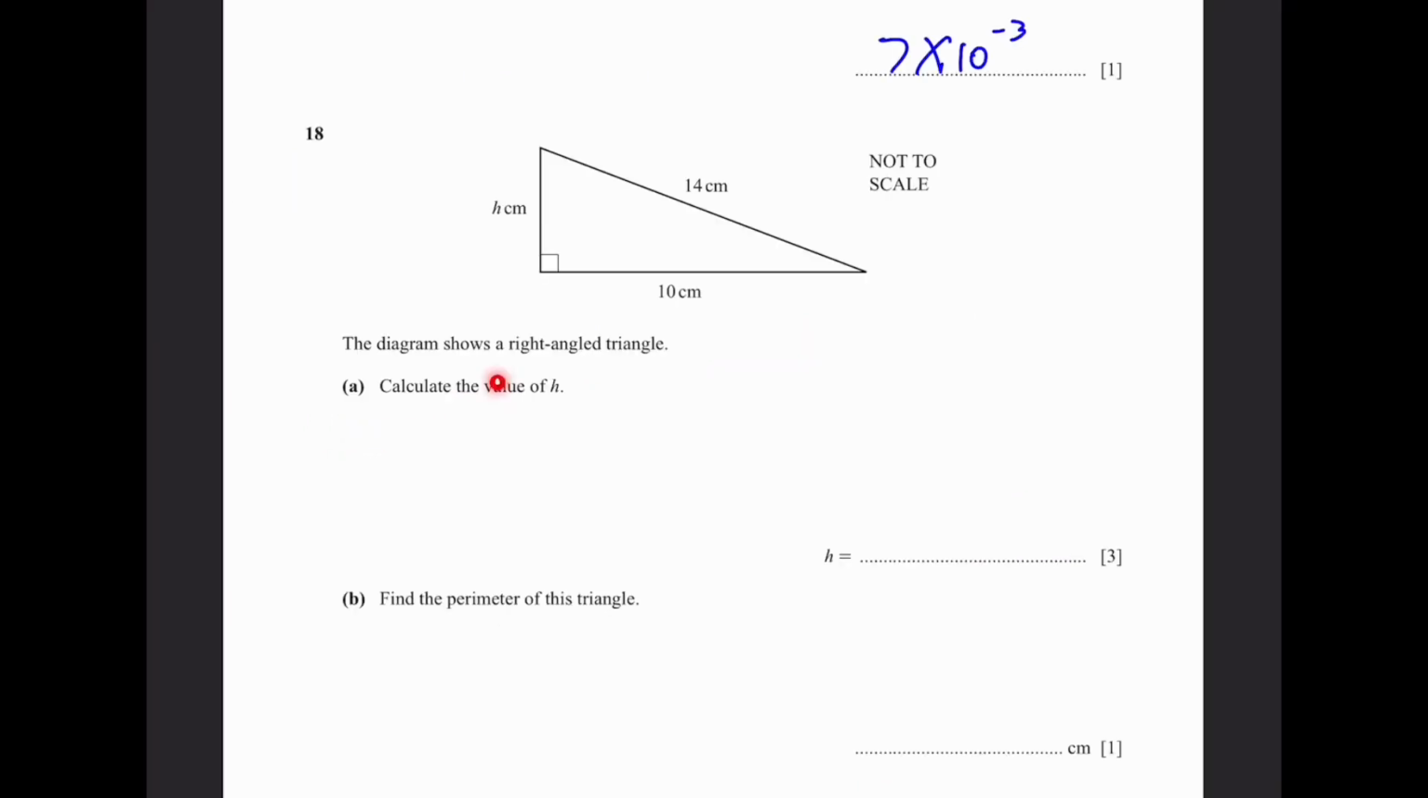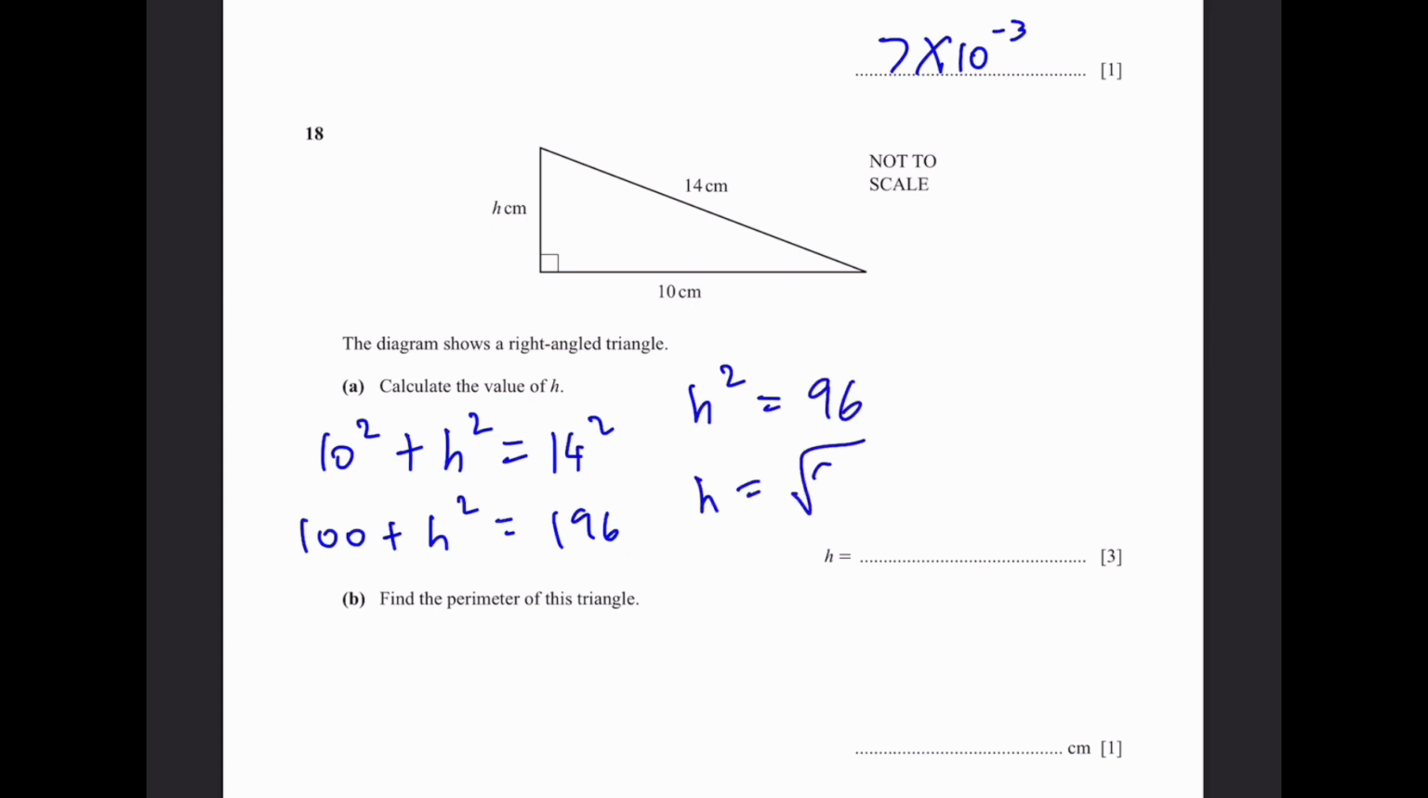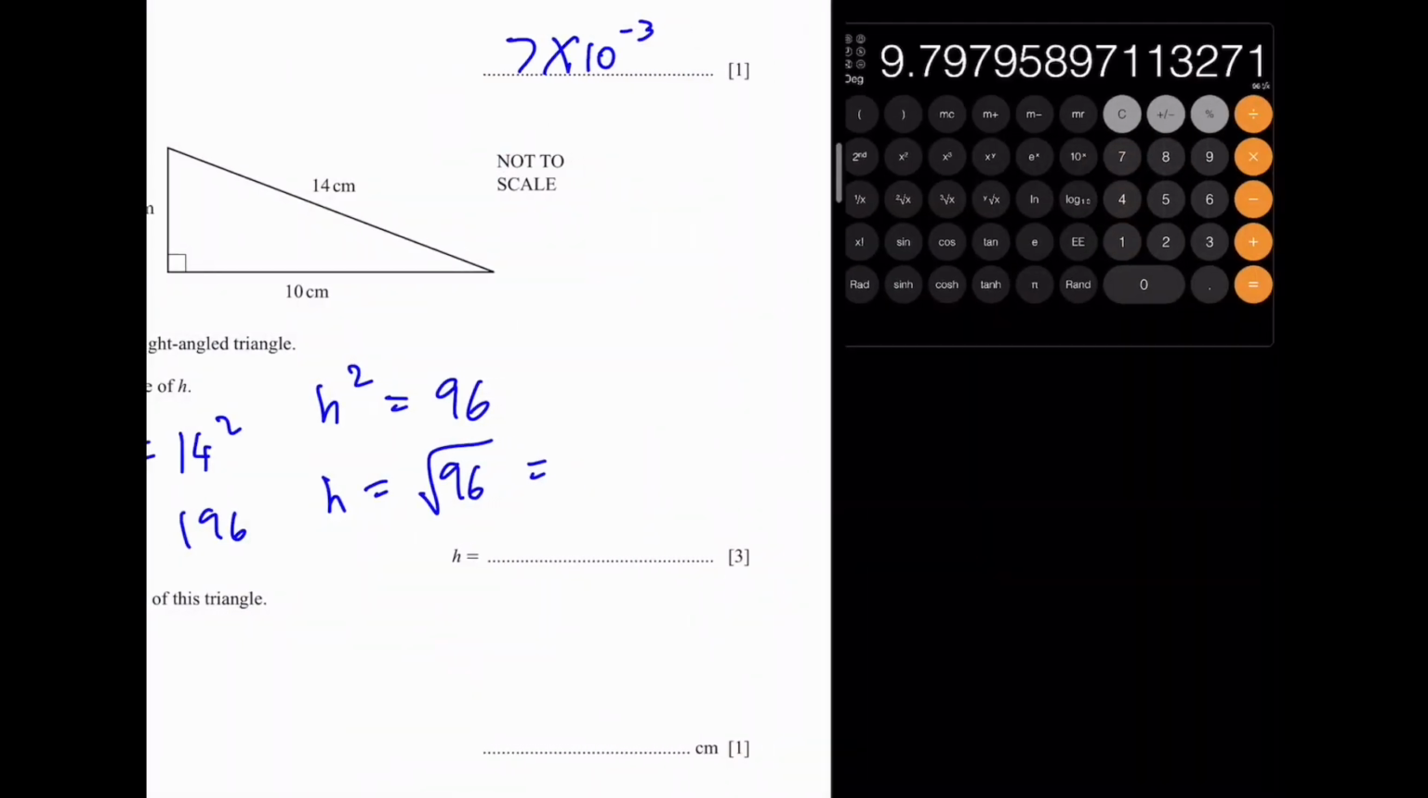Question 18. The diagram shows a right angled triangle. A. Calculate the value of h. We can use Pythagoras theorem. 10 squared plus h squared equals 14 squared, since the square of the hypotenuse is equal to the sum of the squares of the other two sides. That means 100 plus h squared equals 196. h squared equals 196 minus 100, which is 96. h is equal to root 96, which is, let's get our calculator out, 9.8 centimeters to 1 decimal place.